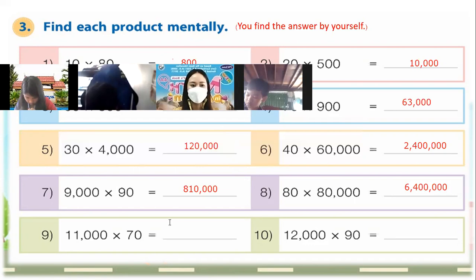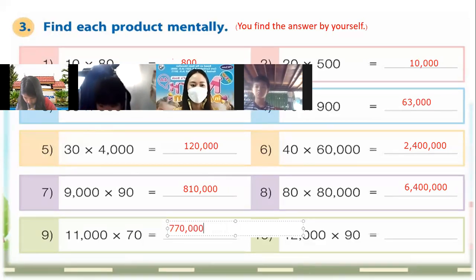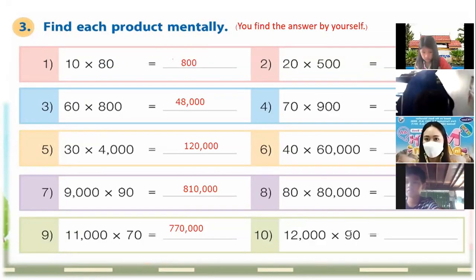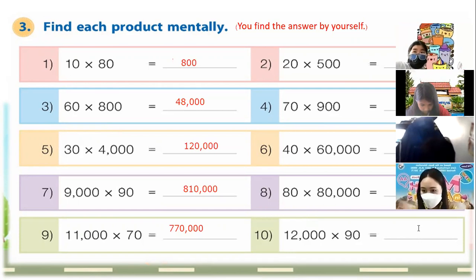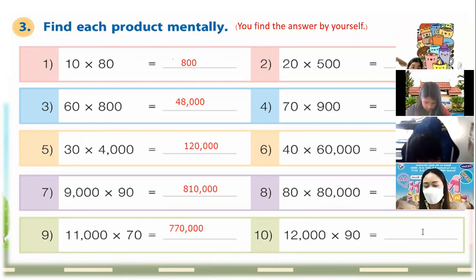I'm going to ask Supercon. Supercon, what is your answer for 12,000 multiplied by 90? 12,000 multiplied by 9 tens. What's your answer? 180,000. Okay, let me ask one more student. Matum, what is your answer for number 10? My answer is 12,000 multiplied by 9 tens.